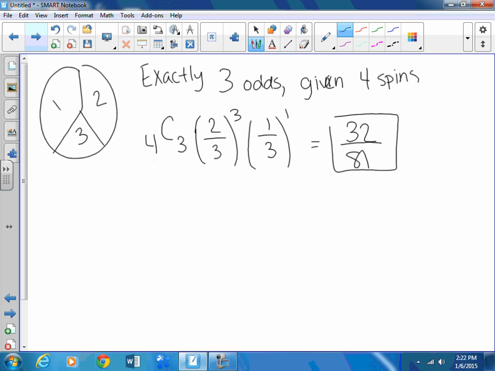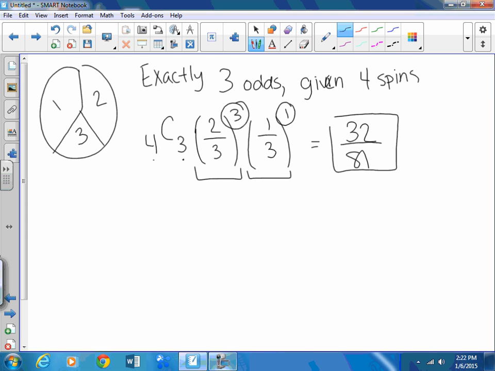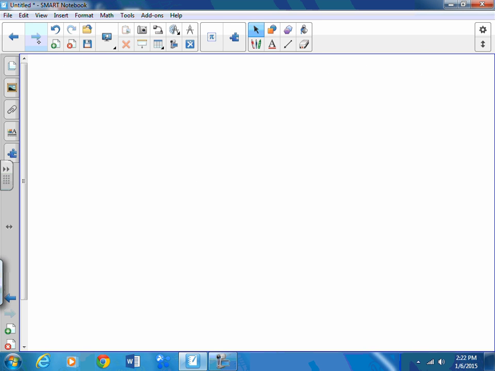Okay? So 4 spins. I wanted different combinations of getting 3 odds. If I want 3 odds, I need the probability of getting an odd to happen 3 times. And then if I'm not an odd, I got to be an even. And that's going to happen the remaining number of times, so 1. Okay, I'm going to do, let's see how I'm doing on time. Perfect. I'm going to do one more example that's not this spinner, just so you get a different context, and then I'm done. Okay, let's do, I've got a fair coin is tossed 10 times.